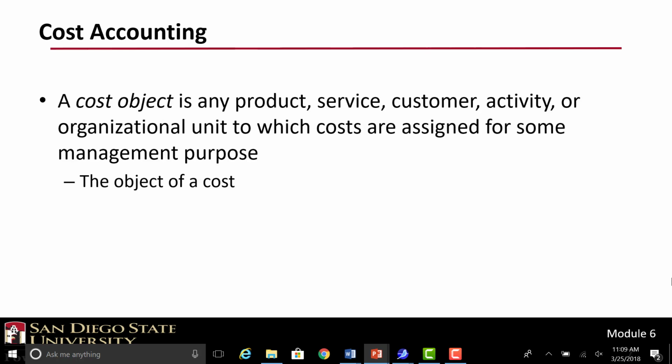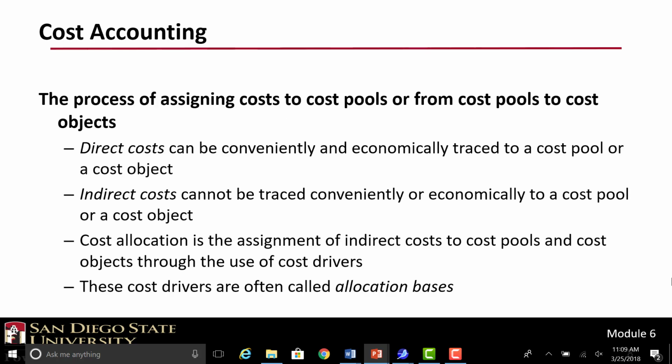A cost object, which is language I've already used, is any product, service, customer activity, or organizational unit to which costs are assigned for some management purpose. Right? So a cost object is the object of a cost, which I know isn't a great definition, but is absolutely true. The process of assigning cost to cost pools or from cost pools to cost objects, that's what cost accounting is.